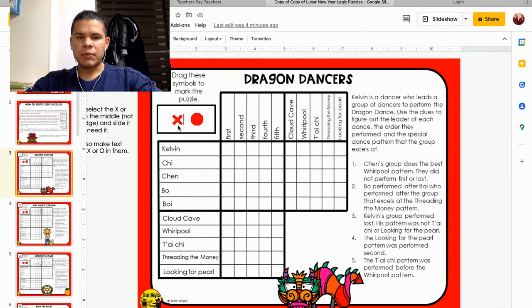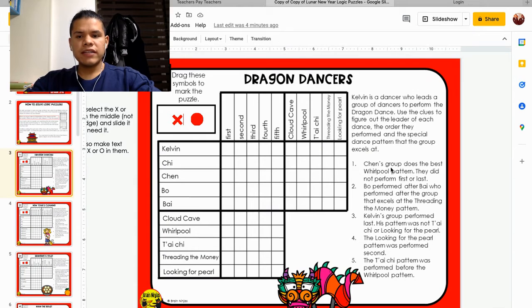We have our symbols. Remember, the X means that it is false, and the dot means that it is true. So we have the names of the dancers. We have the order they are performed, and then on this side and on this side, we have the special dance pattern that the group excels at. Now let's take a look at the clues.